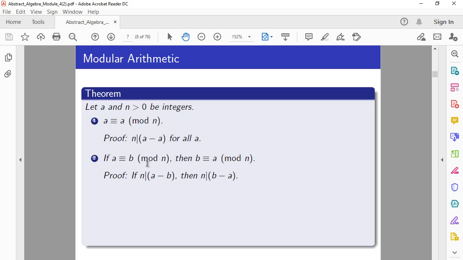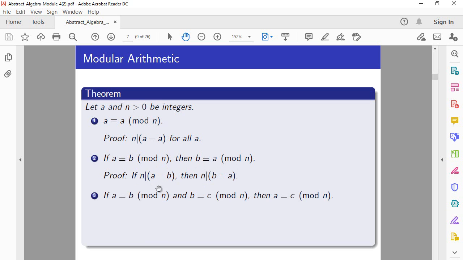Now, if a is congruent to b mod n, then b must be congruent to a mod n. So this is the symmetric property. Well, this is also pretty clear, because a is congruent to b mod n means that a minus b is divisible by n. But if a minus b is divisible by n, then the negative of that, b minus a, is also divisible by n. But this exactly means that b is congruent to a mod n. So the congruence relation is a symmetric relation.